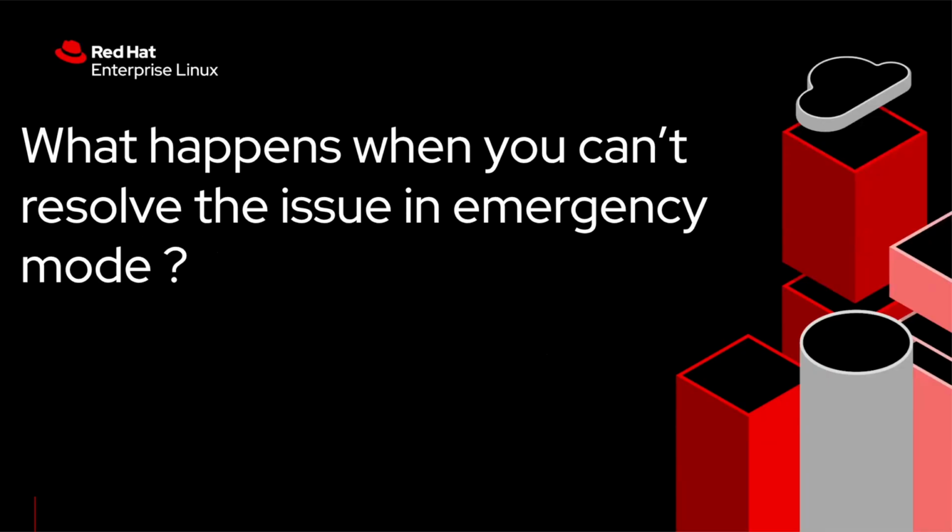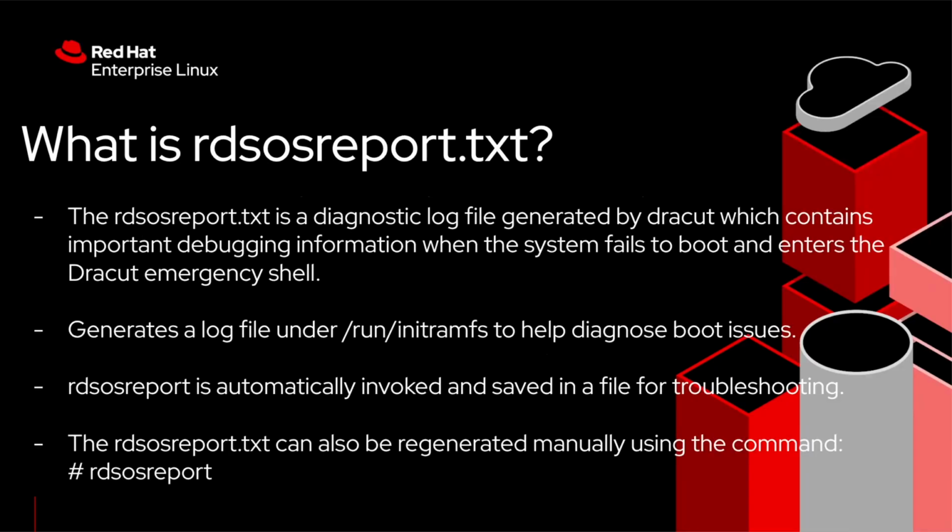Then what happens when you cannot resolve the issue in emergency mode? If troubleshooting in emergency mode fails, rdsosreport.txt becomes your best option to extract and analyze logs externally. What is rdsosreport.txt? The rdsosreport.txt is a diagnostic log file generated by dracut, which contains important debugging information when the system fails to boot and enters the dracut emergency shell.